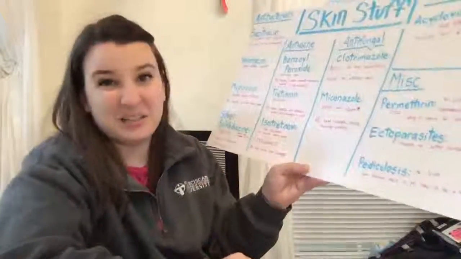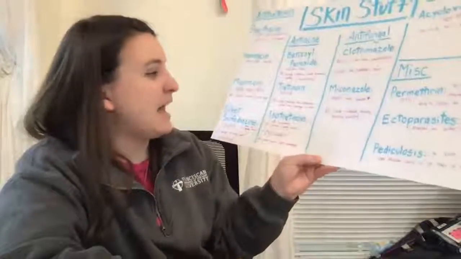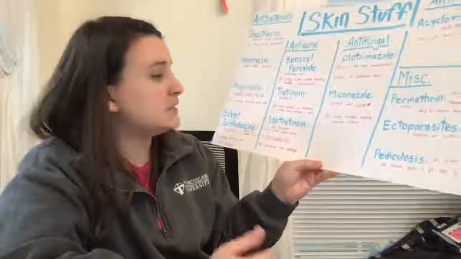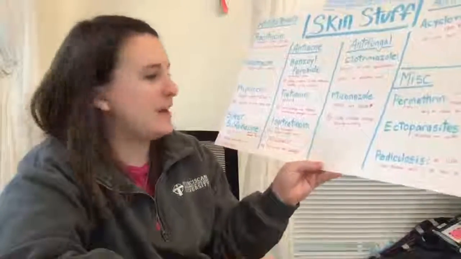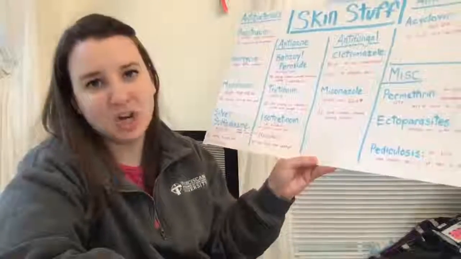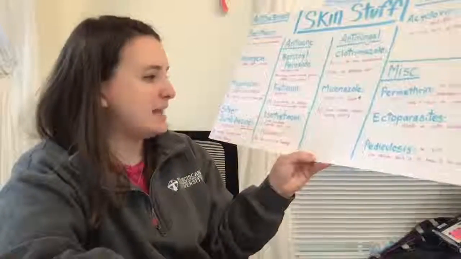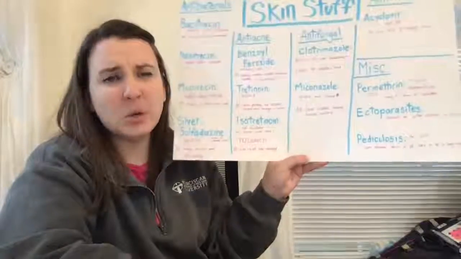Tretinoin, I hope I said that right. This is Retin-A. Adverse effects include skin peeling, red blisters, crusted skin, and changes in color. And then isotretinoin. This is old Accutane.